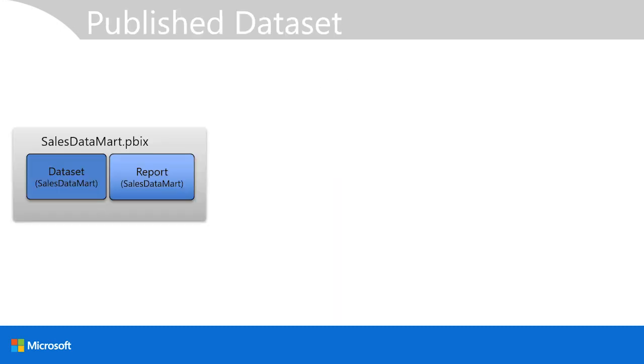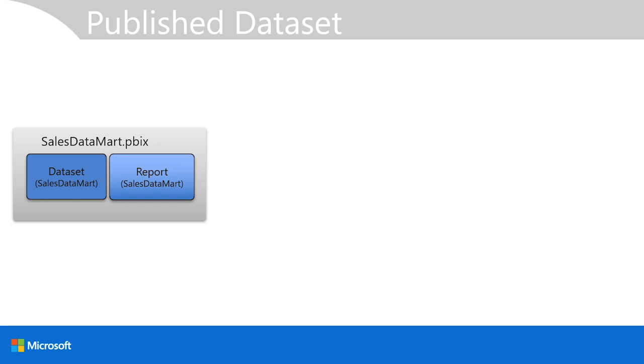Okay, so next we're going to go through the motions of showing what the publish process looks like. Keep in mind, we've been working with the sales datamart .pbix file, and it has a data set and a report contained within it. The data set and report are both going to get the name of the pbix file. So in this case, they're both going to be called sales datamart.